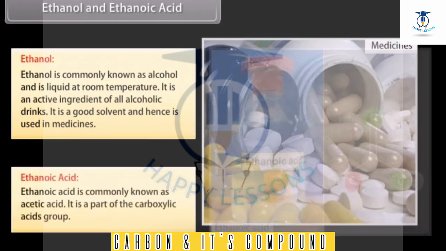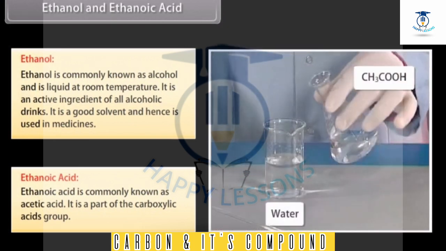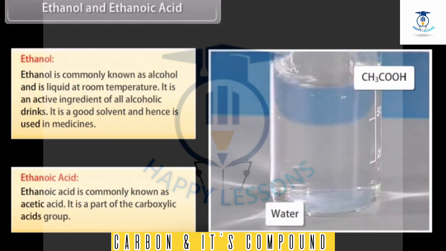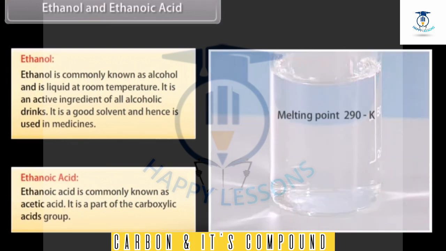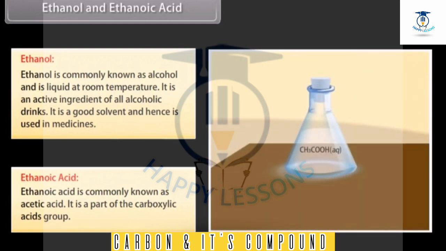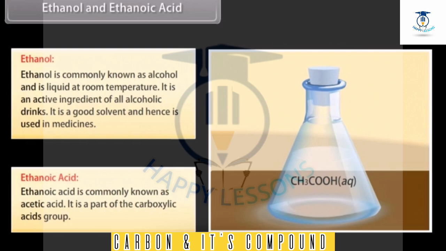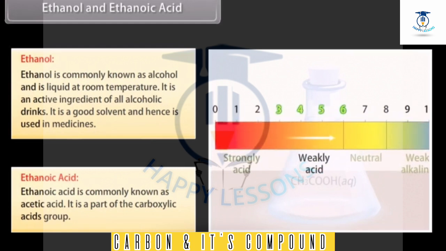Ethanoic acid. Ethanoic acid is commonly known as acetic acid. It is a part of the carboxylic acids group. When 5 to 8% solution of acetic acid is mixed in water, it forms a substance called vinegar. The melting point of pure ethanoic acid is 290 Kelvin. Because of this property, it freezes during winter and hence is also known as glacial acetic acid. Carboxylic acids are characterized by special acidity. However, as carboxylic acids are not ionized, they are weak acids.